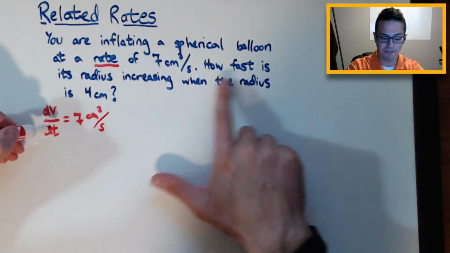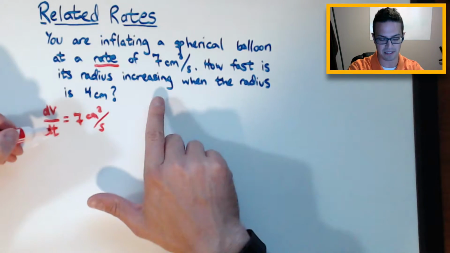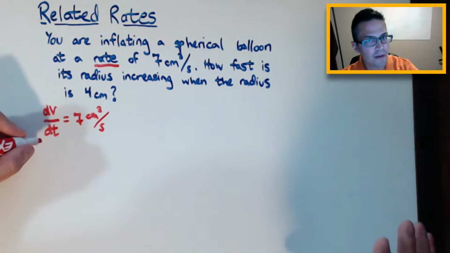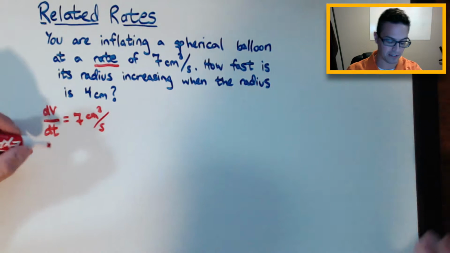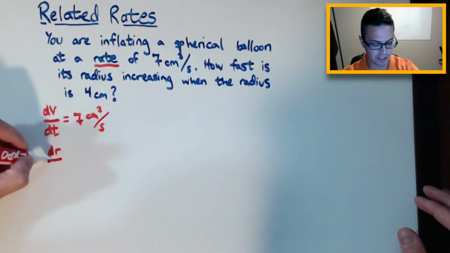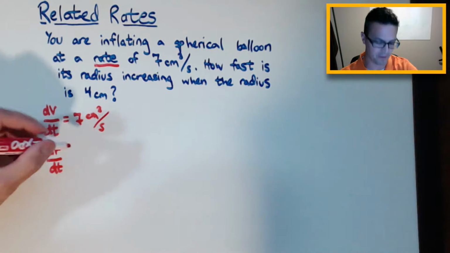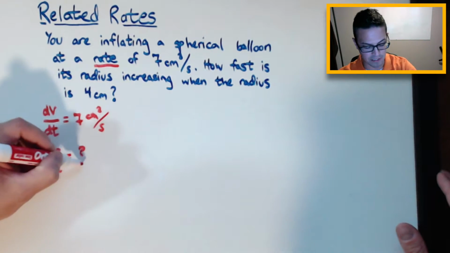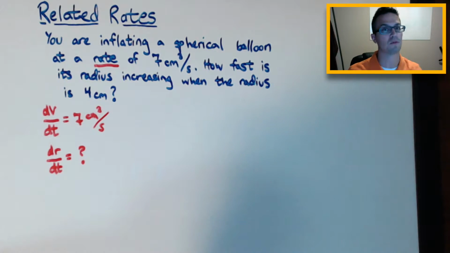And then it says, how fast is its radius increasing? We're not looking for what the radius is, we're looking for how fast the radius is increasing. So that means it's a rate. It's the rate at which the radius is changing, or in this case, increasing. So if we're looking for how fast that is, I'm just going to write dr over dt equals question mark, because that's what we're looking for.